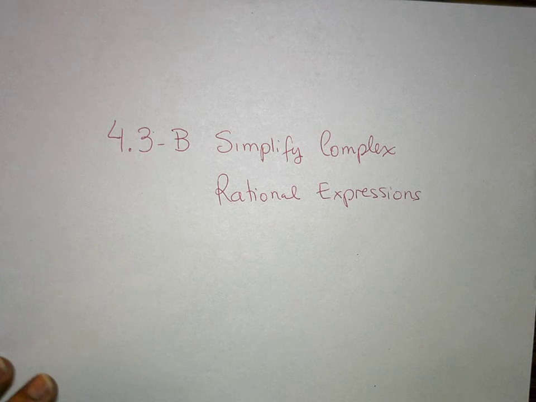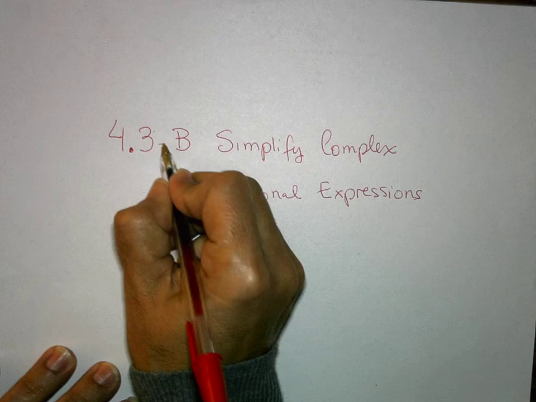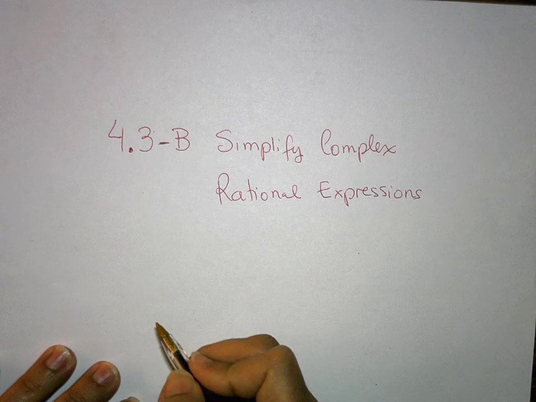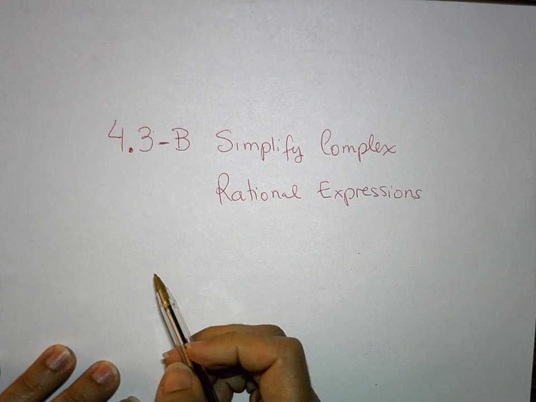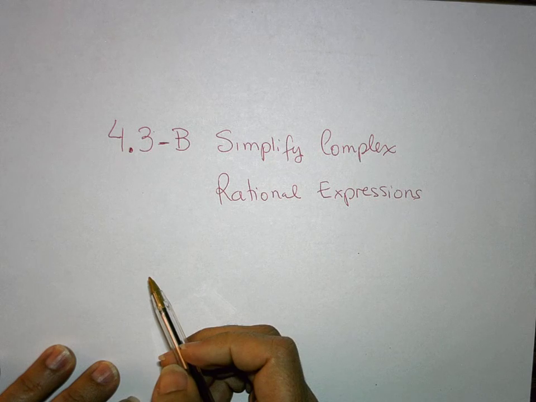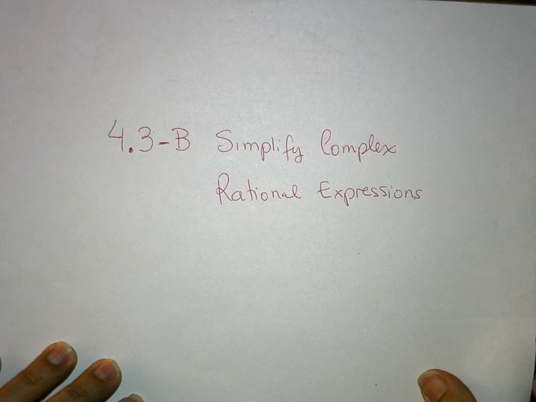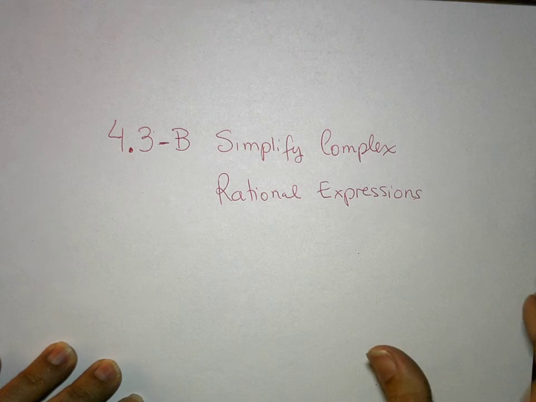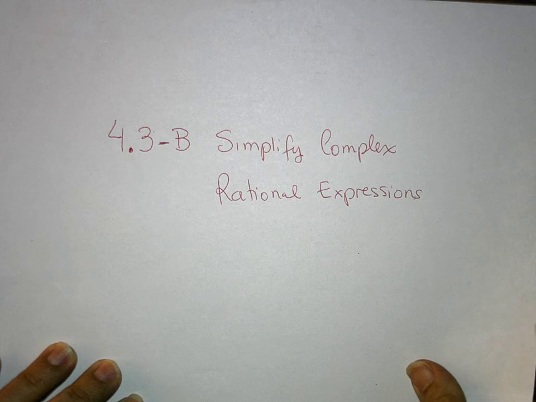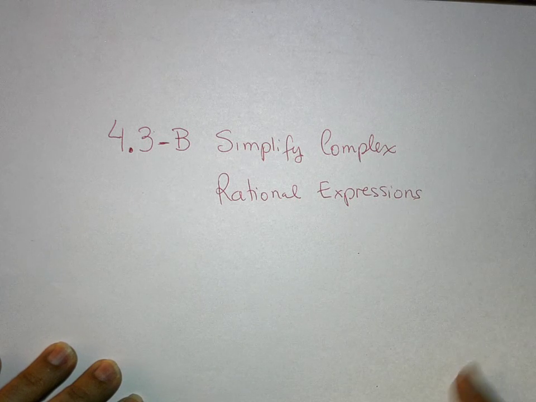Okay, here's the video for 4.3 continued. So I labeled 4.3b, and we're going to simplify complex rational expressions. I crossed those out. I asked you to wait for a little bit to solve those, but now we should be able to solve them.